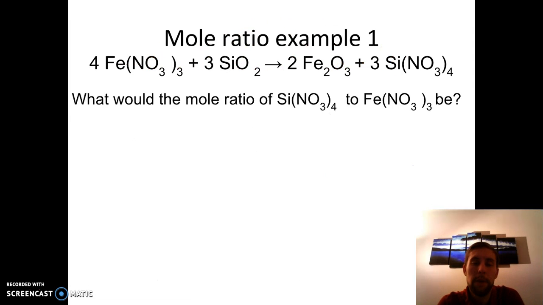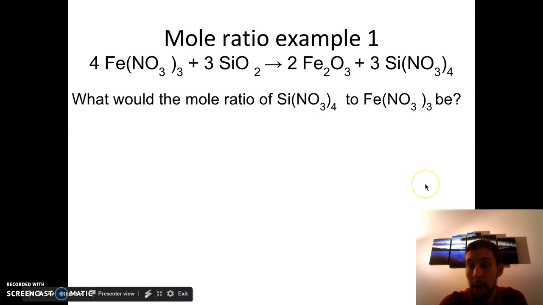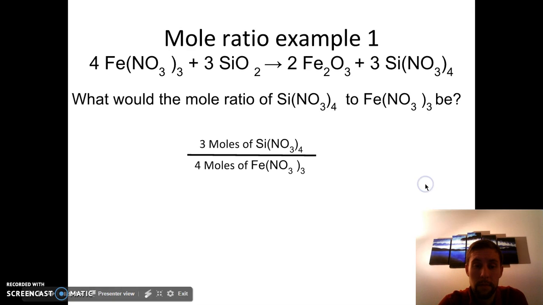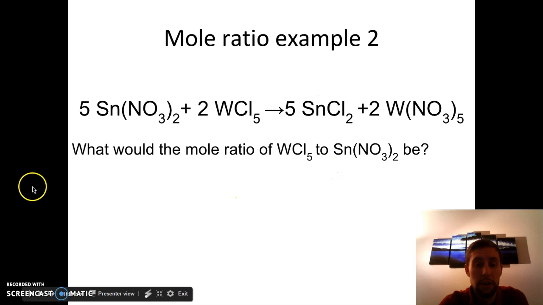Okay, mole ratio example number 1. What would be the mole ratio of silicon nitrate to iron 3 nitrate? Think you got it? Pause and try it. If not, I'm going to go through it now. Okay, we've got 3 moles of silicon nitrate because there's a 3 as our coefficient in front of silicon nitrate, to a ratio of 4 moles of iron 3 nitrate because there's a 4 as our coefficient in front of iron 3 nitrate. So it's a 3 to 4 ratio, 3 moles of silicon nitrate over 4 moles of iron 3 nitrate. Cool.